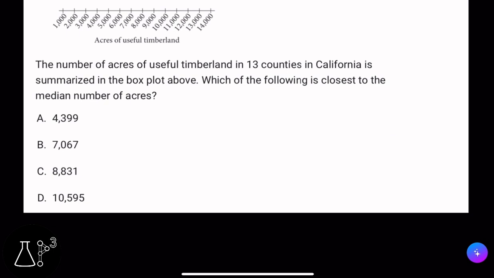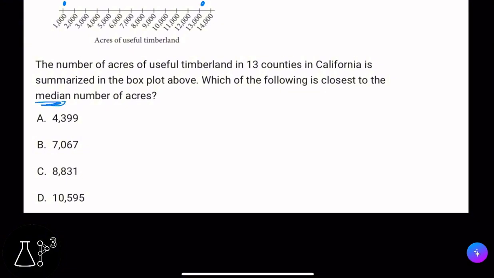Okay, let's do another question. The number of acres of useful timberland in 13 counties in California is summarized in the box plot above. Which of the following is the closest median of the acres? So it kind of looks off, but basically I have a range that's going from 1,000 all the way to 13,000, and we're looking for obviously the median.